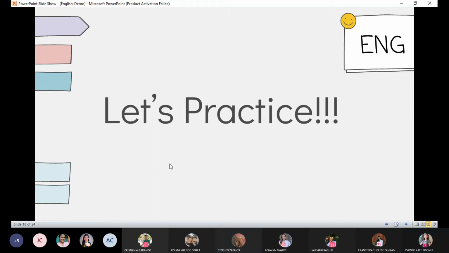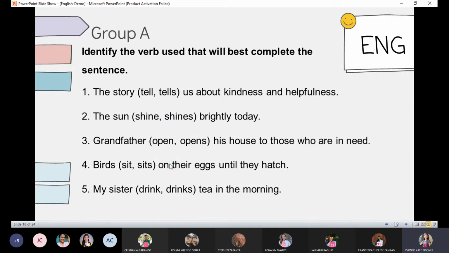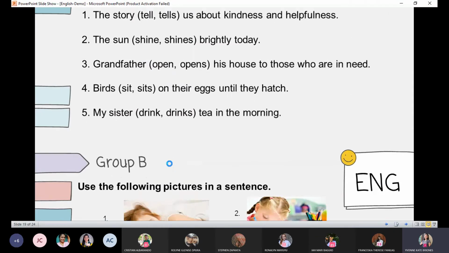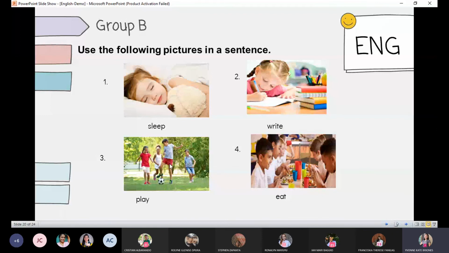Okay, let's proceed. Now, I will group you into two groups. You can choose your own group. Group A and Group B. So here's the activity of Group A. You can take pictures or you can screenshot. Group B. So, in Group B, use the following pictures in a sentence. And if you are done with your work, choose somebody from your group to report your work. Is that clear? Yes, teacher. Okay. Let's wait for the others.